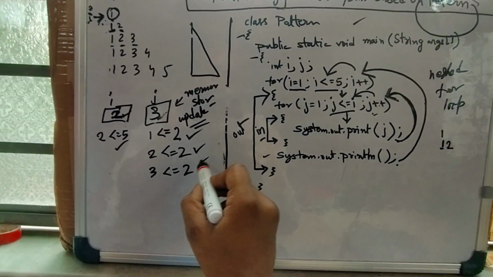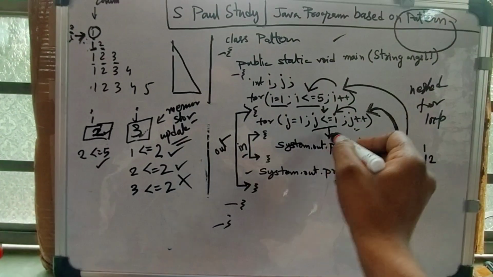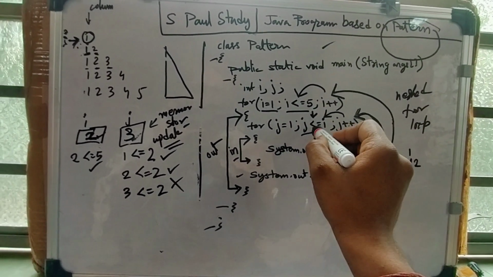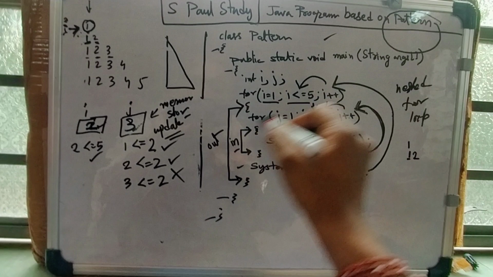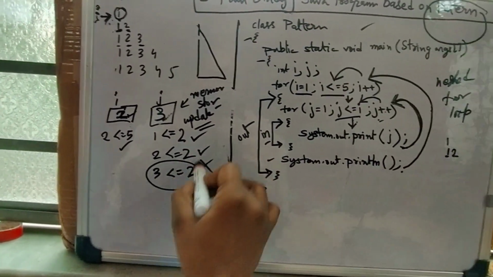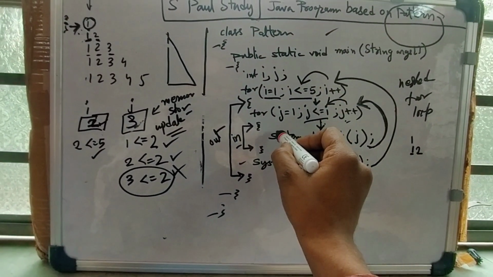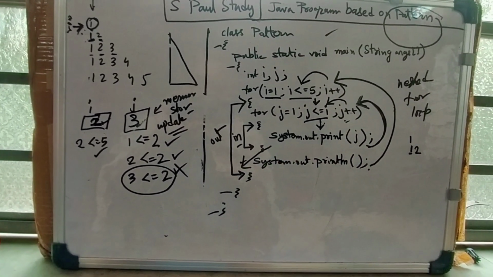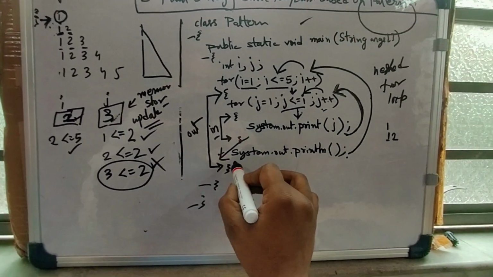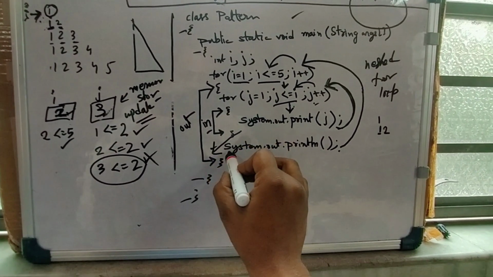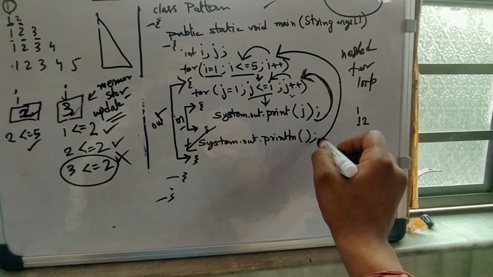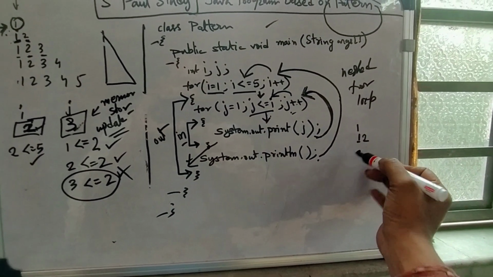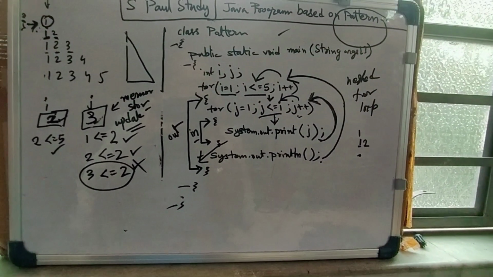So 3 is checked with 2. Is it correct? No. Since it is not correct, the loop ends here. If any condition doesn't match, the loop ends. It will come out of this loop, and go to a fresh line, that is System.out.println. The inner loop completes and then goes to the next line. The cursor is blinking on the next line.